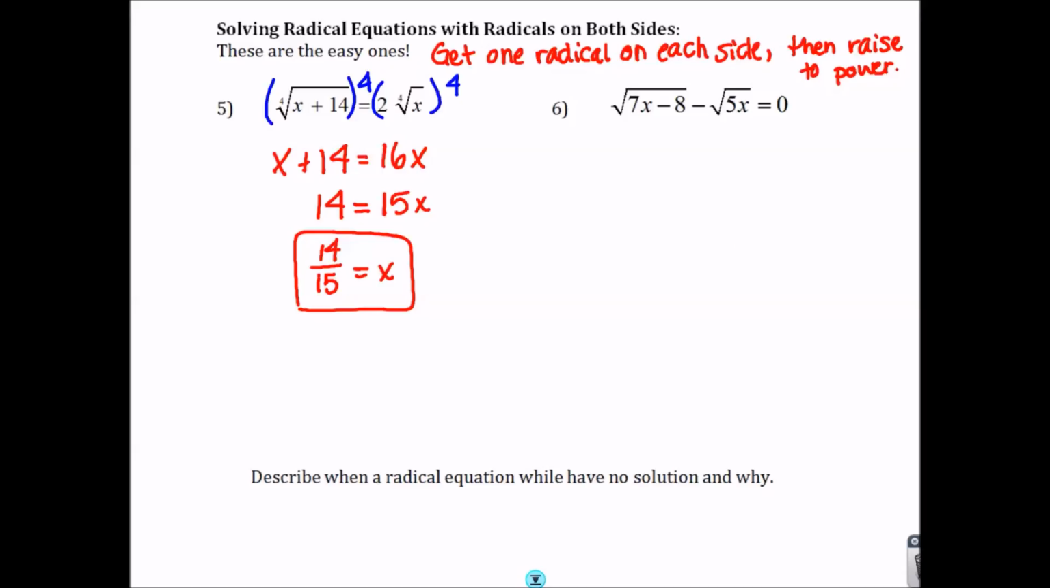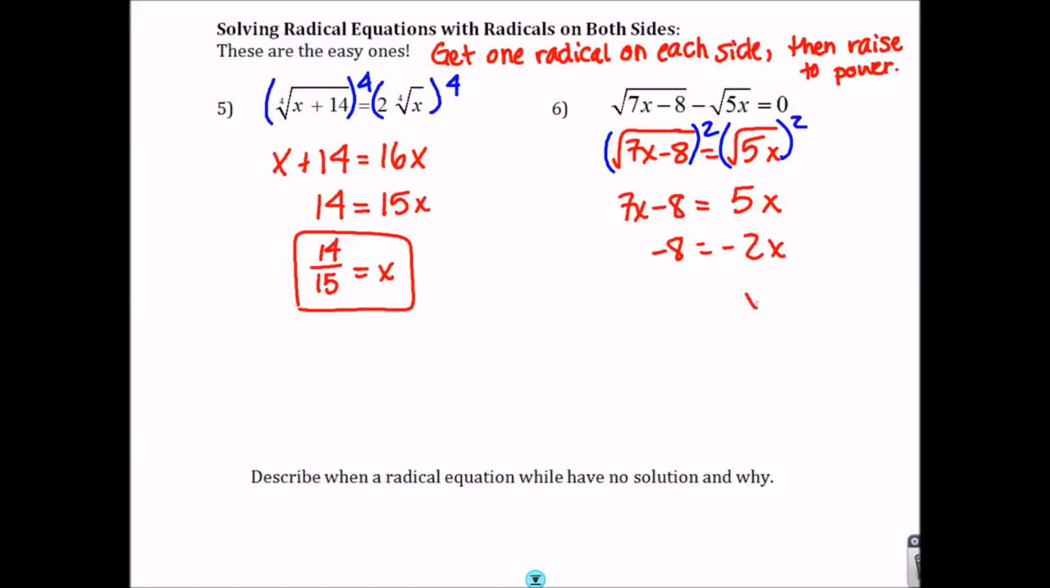For number 6, we need to move one of the radicals to the other side of the equation. So I'm going to add square root of 5x to both sides. Then I can go ahead and square both sides. Since there's nothing outside the radical, I don't have to worry about remembering to square another term. Then I'm going to subtract 7x from both sides and divide by -2.